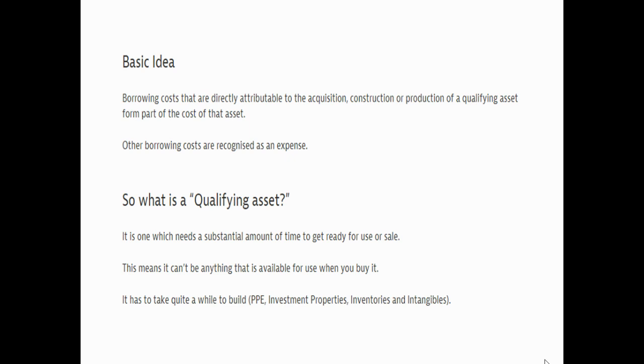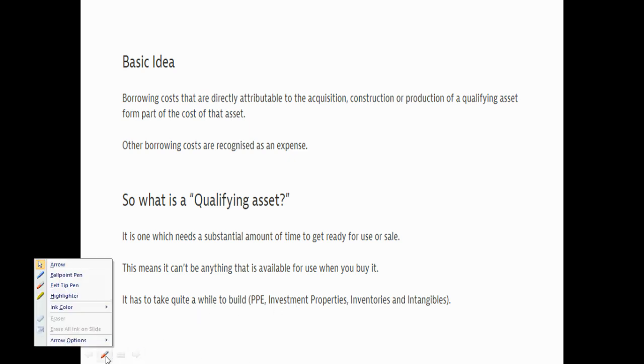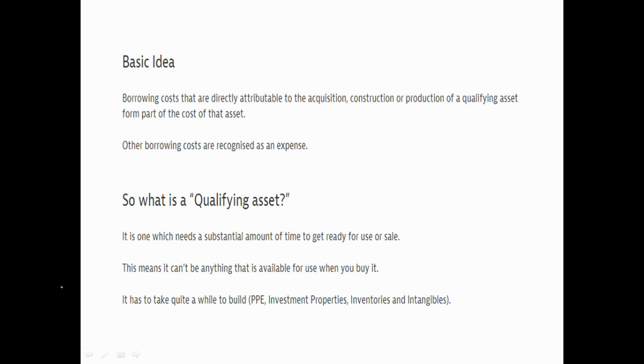So we only capitalize borrowing costs when they are related to the acquisition or construction of a qualifying asset. The definition of a qualifying asset is one which needs a substantial amount of time to get ready for use. This means it can't be anything that is available for use when you buy it, like a motor vehicle. So what are the examples of qualifying assets? We have maybe investment properties. Sometimes we might have intangibles or a building under construction. We have a list of qualifying assets, but the basic definition is that it should take a substantial amount of time for it to be ready for its intended use or for its sale. Okay, that is a qualifying asset.